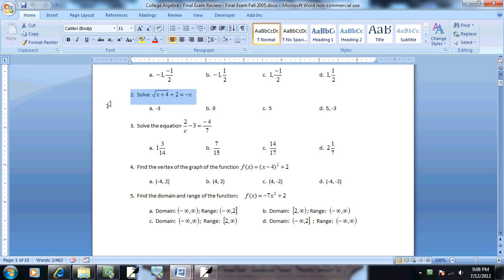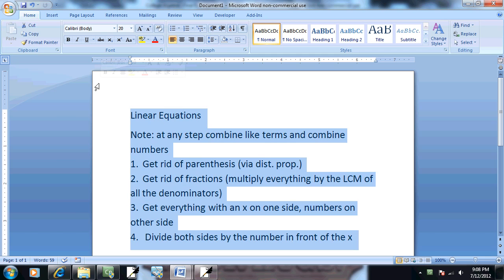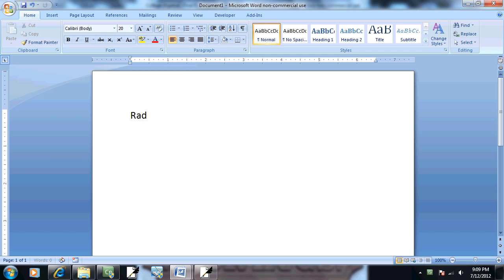Let's take a look at problem number 2. This is a radical equation, so let's refresh our memory on those steps. Radical equations.